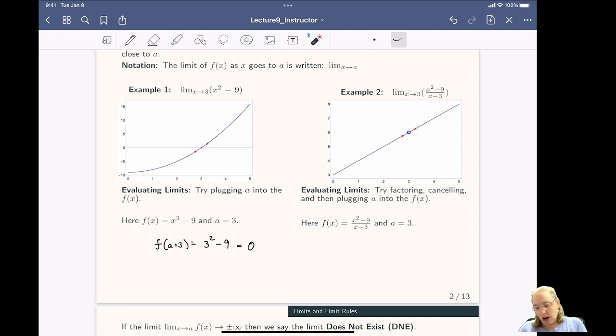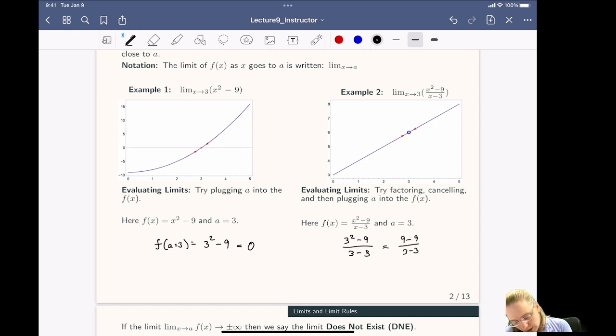Okay, another example of a limit is still as x goes to 3, but now we're taking the limit of the function x squared minus 9 divided by x minus 3. What happens if we just plug in the value of x equals 3? Well, then we would have 3 squared minus 9 divided by 3 minus 3, which is equal to 9 minus 9 divided by 3 minus 3, which is equal to 0 divided by 0, and the universe blows up because you can't divide by 0.